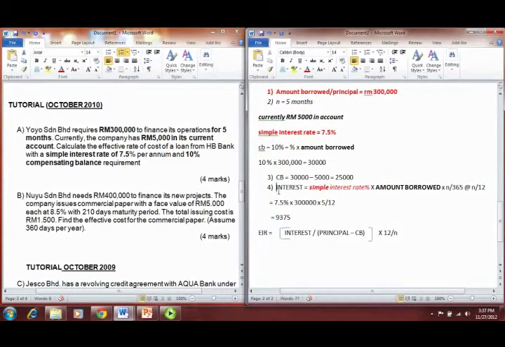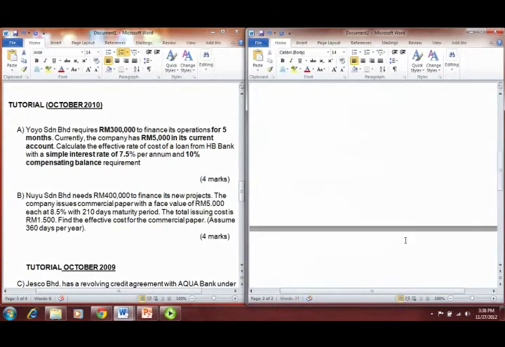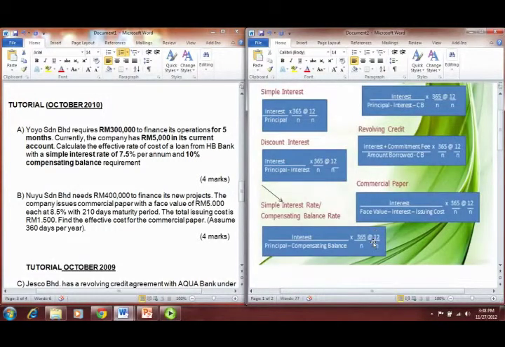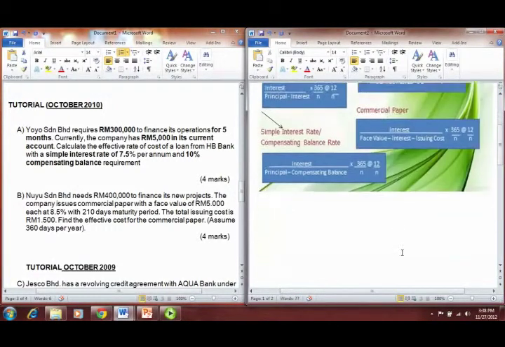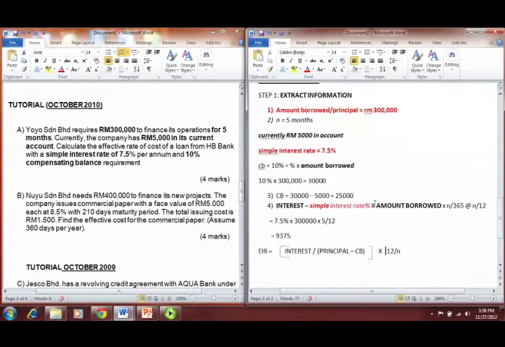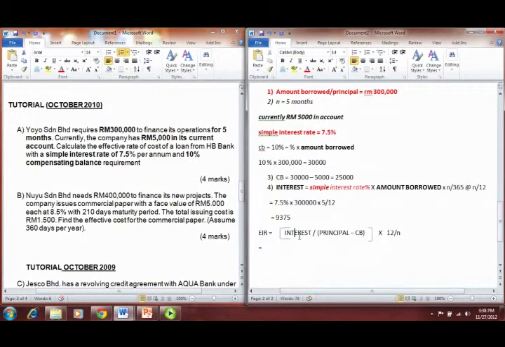Class, don't make careless mistakes. If you want to calculate your interest, you will use N over 12. If you want to calculate your effective interest rate, you have to make sure it is 12 divided by your months. Based on the formula, you can use 365 over N or 12 over N based on your step 1 information. So when you extract your information, is it easy for you to calculate your EIR? Yes. Now, interest, you can see in information number 4.